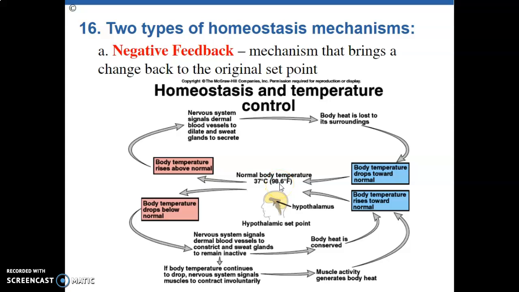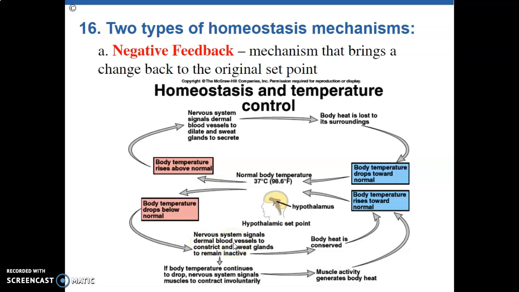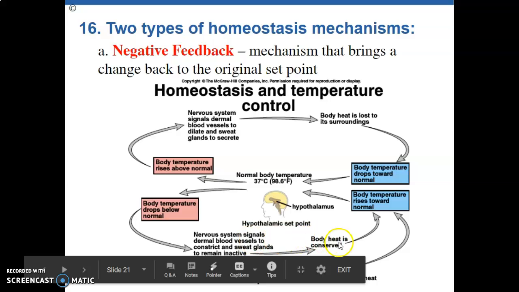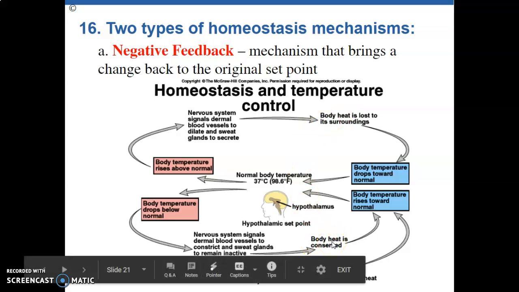Now what we'll do is we'll take a look at the bottom example. In this example, body temperature drops below normal, below the set point of 98.6 degrees. In this example, the nervous system also acts on the skin's blood vessels, but in this case, it causes them to constrict. To constrict means to shrink in diameter. It also causes the sweat glands to remain inactive, and in this case, it has the effect of conserving body heat. So instead of giving away body heat to the surrounding environment, body heat is conserved, and because body heat is conserved, body temperature rises back towards normal, which again is 98.6.